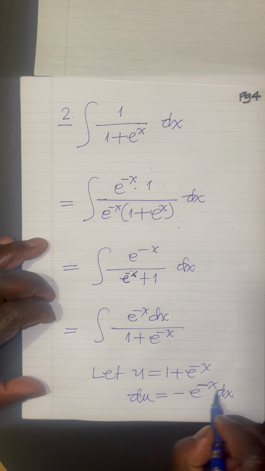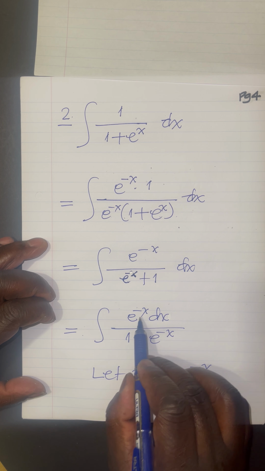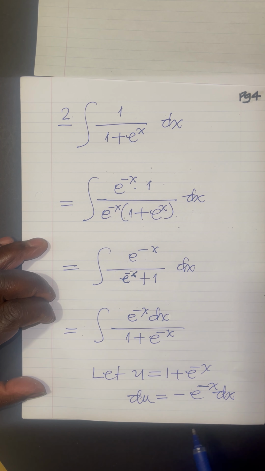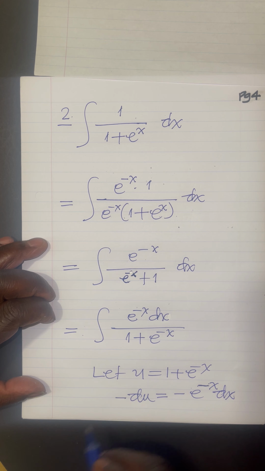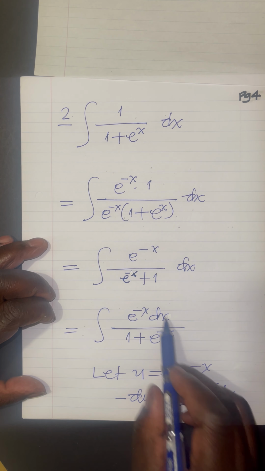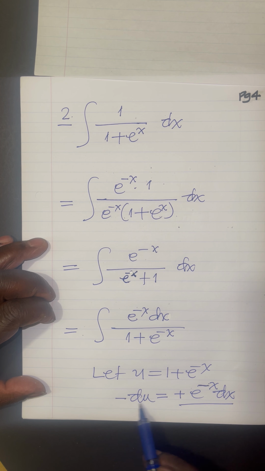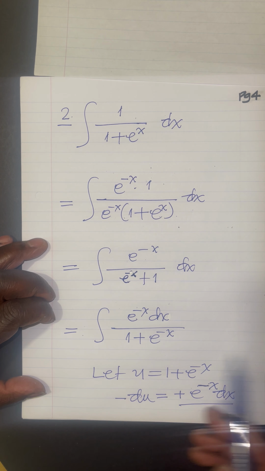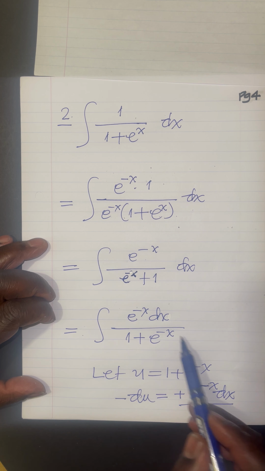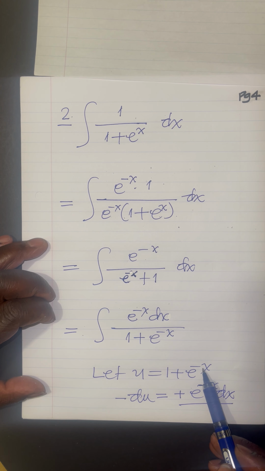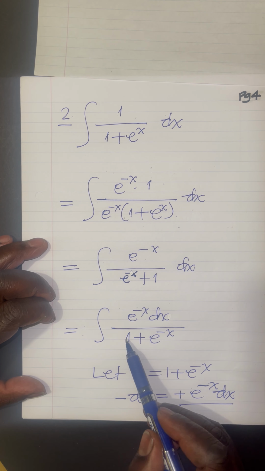dx. Now if you look at this part here, I have e to the minus x dx. I don't have a minus, so I'm going to have to change that sign to positive, and the way I do it is by multiplying on the left by minus 1, on the right by minus 1, and it becomes positive. So this expression here is that expression in the numerator, and therefore the expression in the numerator must be replaced by minus du. In the denominator, I'm going to have 1 plus u. I'm going to have u actually, because 1 plus e to the minus x is equal to u. So I'm going to have u in the denominator.